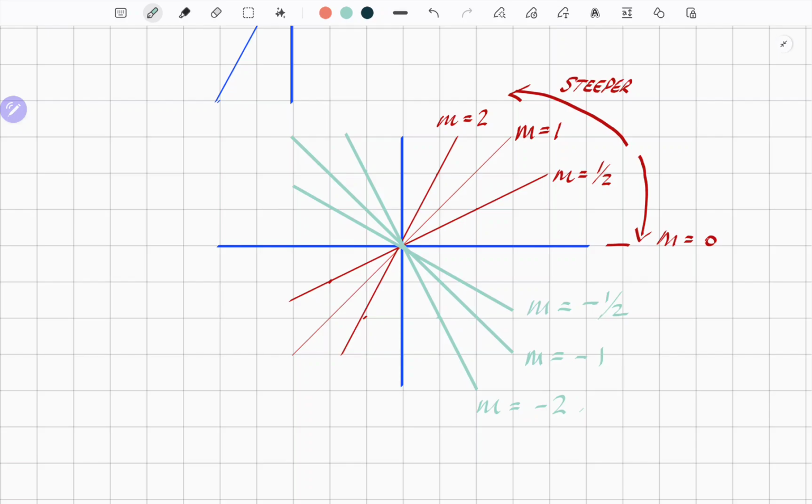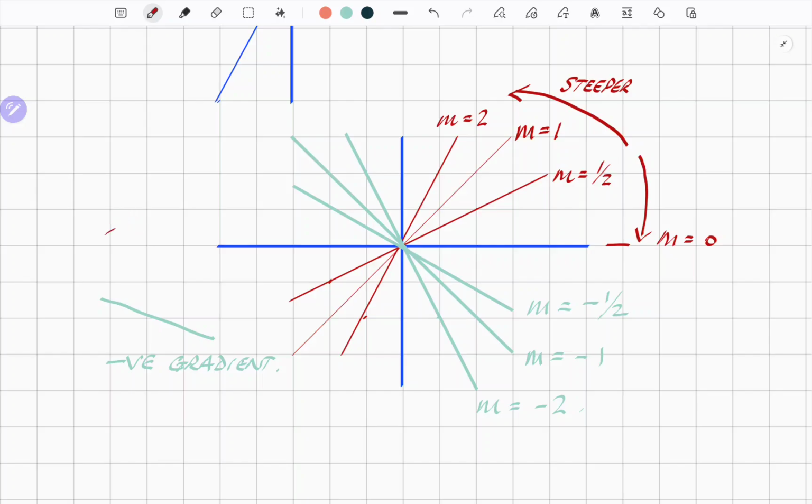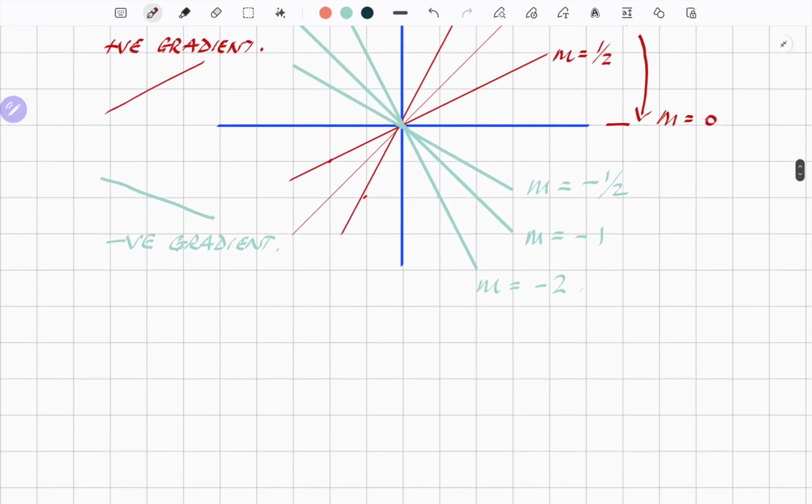So here's the rule. If the line is going down like this, that's a negative gradient. And if the lines are going up like that, then that is a positive gradient. Does that make sense so far?